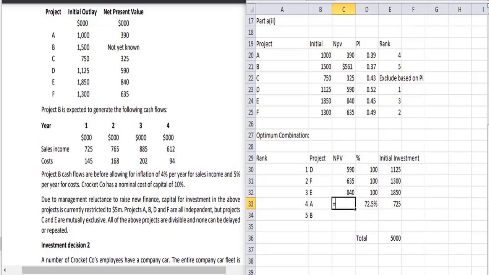So NPV will also be calculated accordingly. So select this percentage and NPV of A. Okay, so we got it. Yes. So now the total, okay, so the total is 2. We will round off.